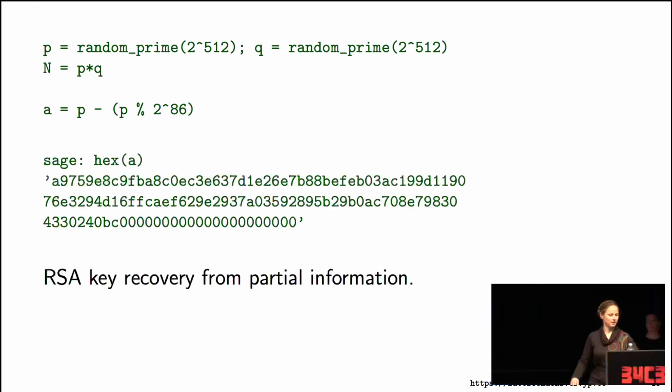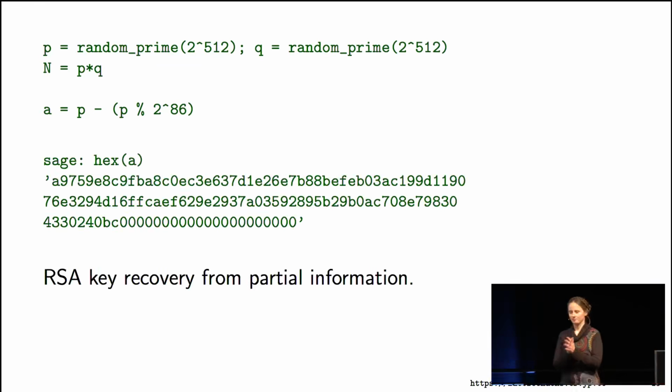Okay, so if I look at this value A in hexadecimal, there's a bunch of zeros in the least significant bits. That's because I've deleted the least significant bits. So I learn most of A, but not all of it. And 86 bits is enough that I definitely shouldn't be able to brute force this on my laptop. And I wouldn't even be able to run a square root thing on my laptop in feasible time to get this done in time for the talk, okay?